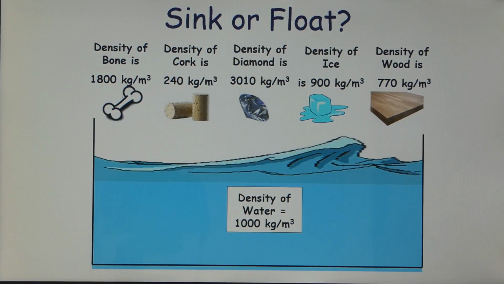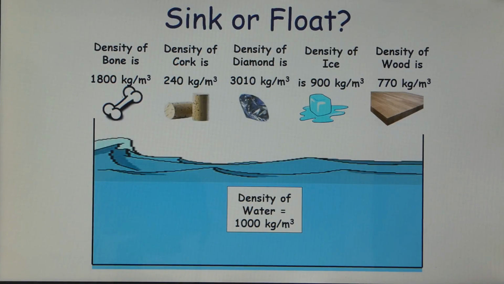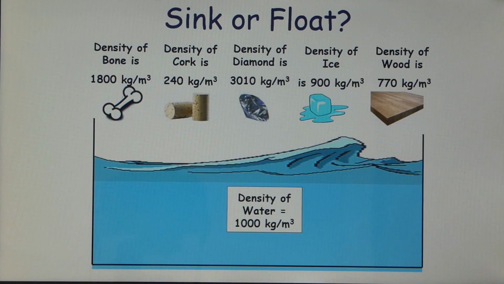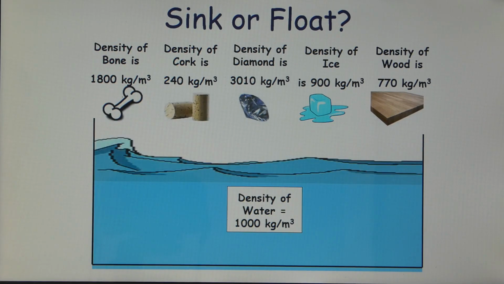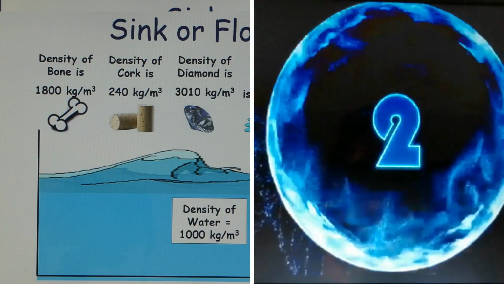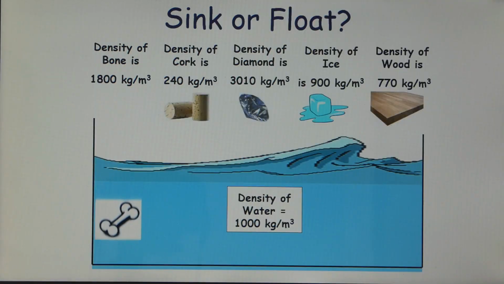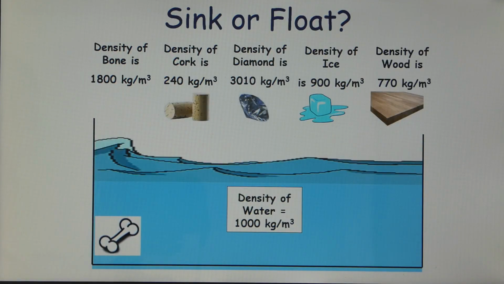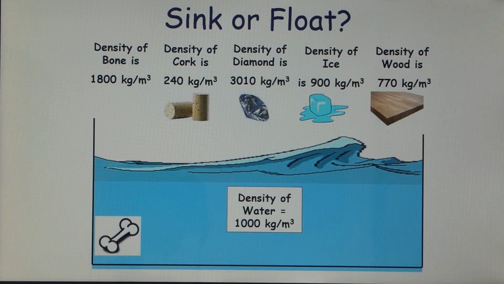Now let's try item 1. It's bone. Density 1,800 kilograms per metre cube. Will it sink or float? 5 seconds. It will sink, everybody, because it's far higher in density than water.